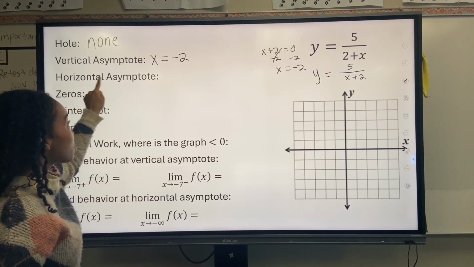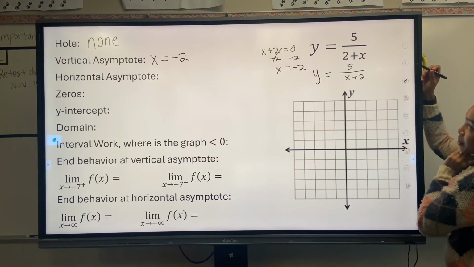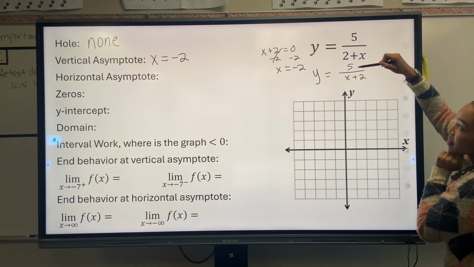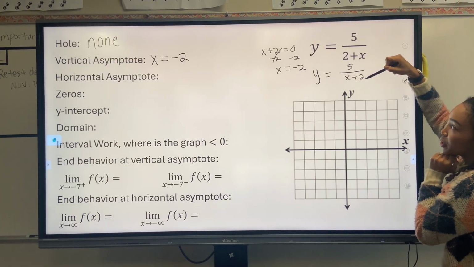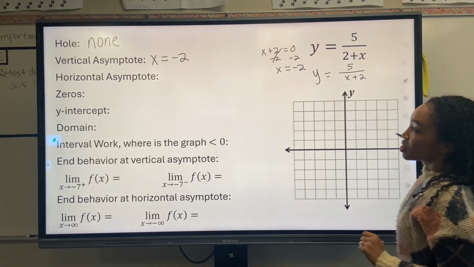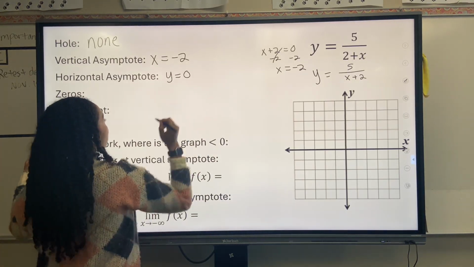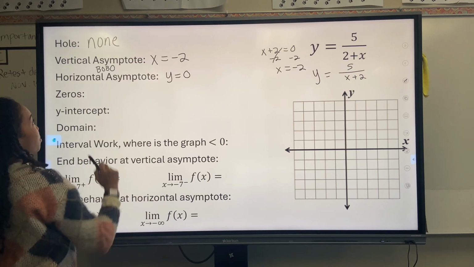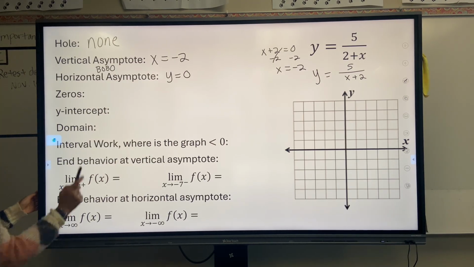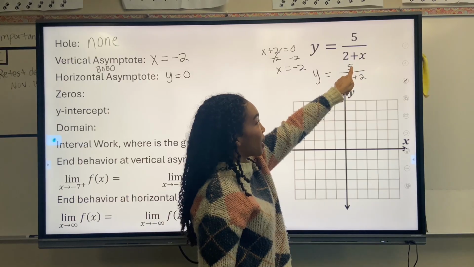To find the horizontal asymptote, this is bigger on the bottom. There is no x in the numerator, it's just a constant, and you have a linear in the denominator, x plus 2. It's bigger on the bottom. So since it's big on the bottom, your horizontal asymptote is 0. Big on bottom, 0.